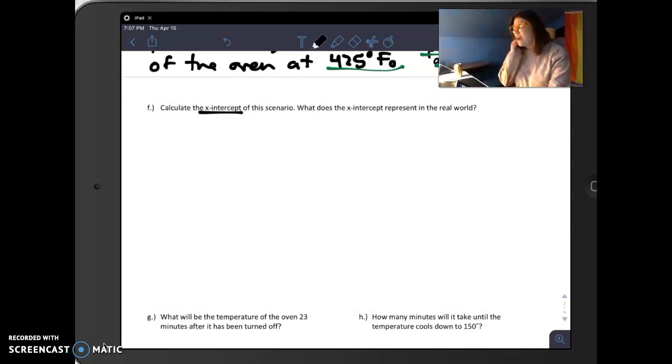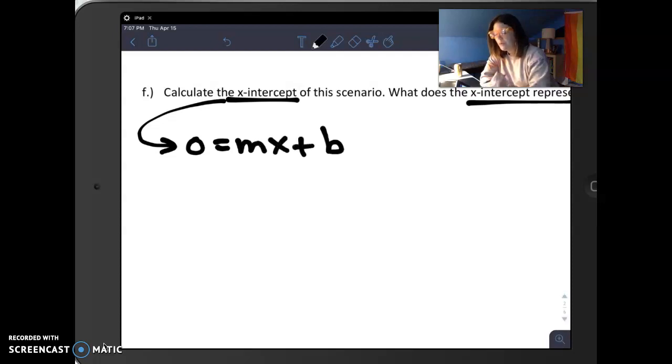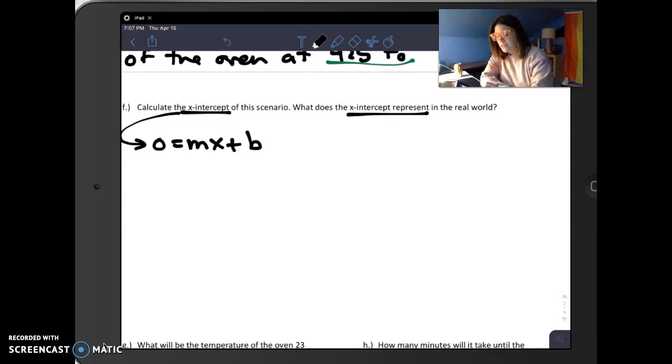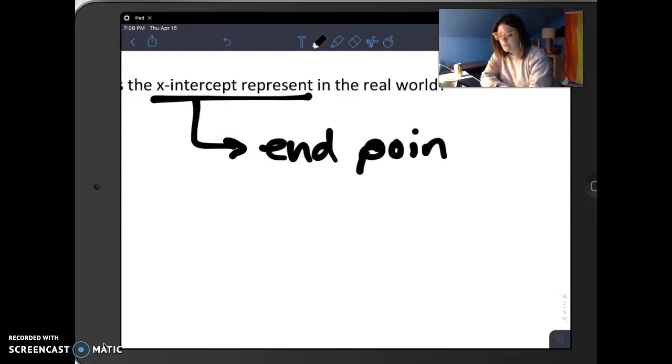Okay, so this says calculate the x-intercept of the scenario, and what does the x-intercept represent in the real world. So first we have to find the x-intercept, and if you remember from the last video, it's wherever 0 equals mx plus b. So we know what mx plus b is, we just need to solve that equation. And then what does it represent in the real world? We just need to think about what it means as an end point. The x-intercept is usually the end point of any story.